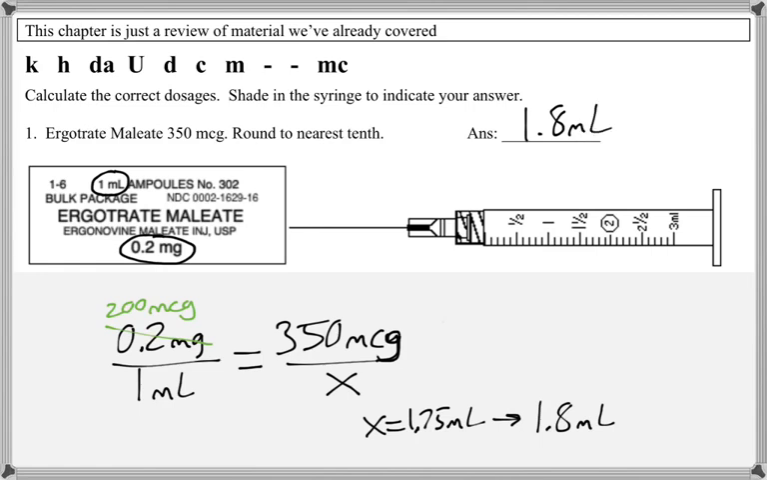And then I want to shade this. So this is the second mark before the 2. So right there. And that will be my answer.